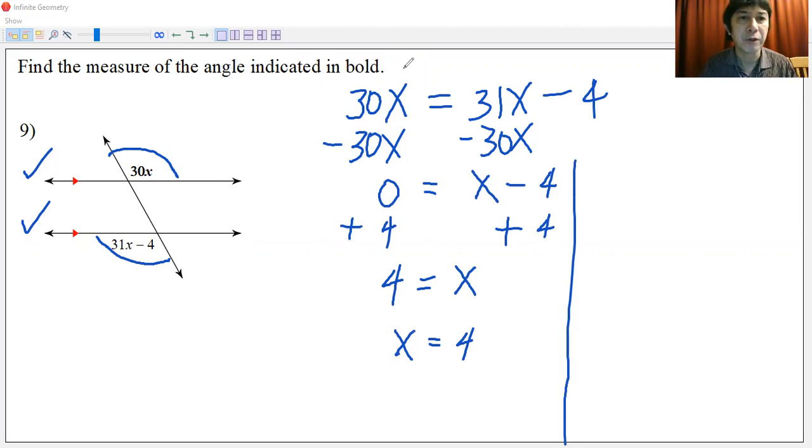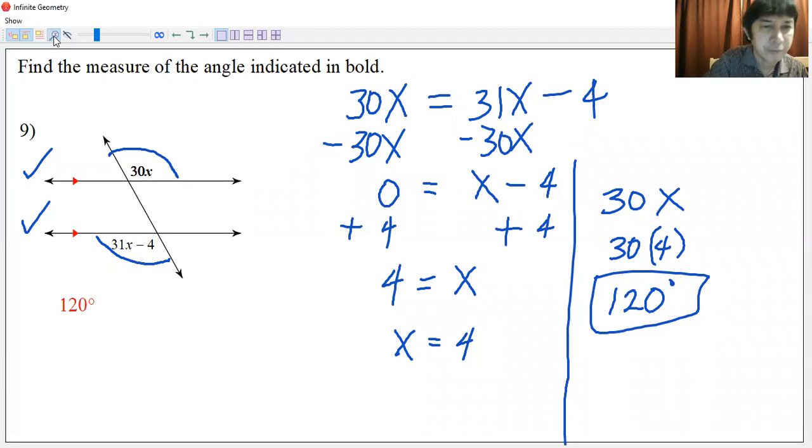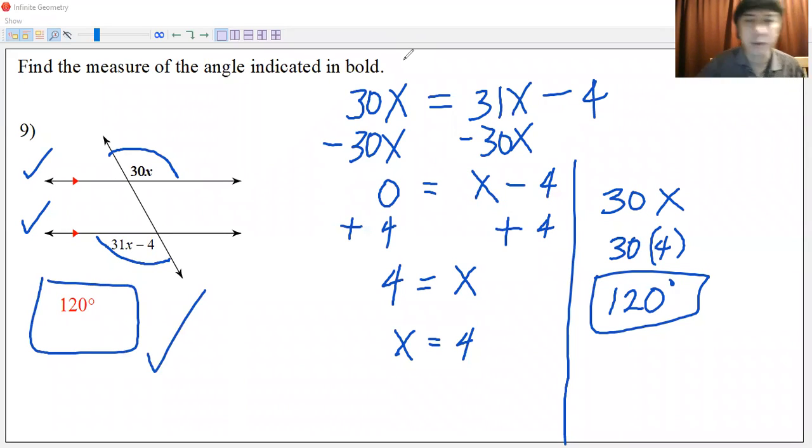Okay, determine now the required angle 30x. That's the angle indicated in bold letters and numbers. All right, 30 times 4. This must be 120 degrees. And so we can verify that from our computer there. And we have the confirmation. All right, 120. All right, so that's the required measure for the angle. All right, let's have the next, number 10.